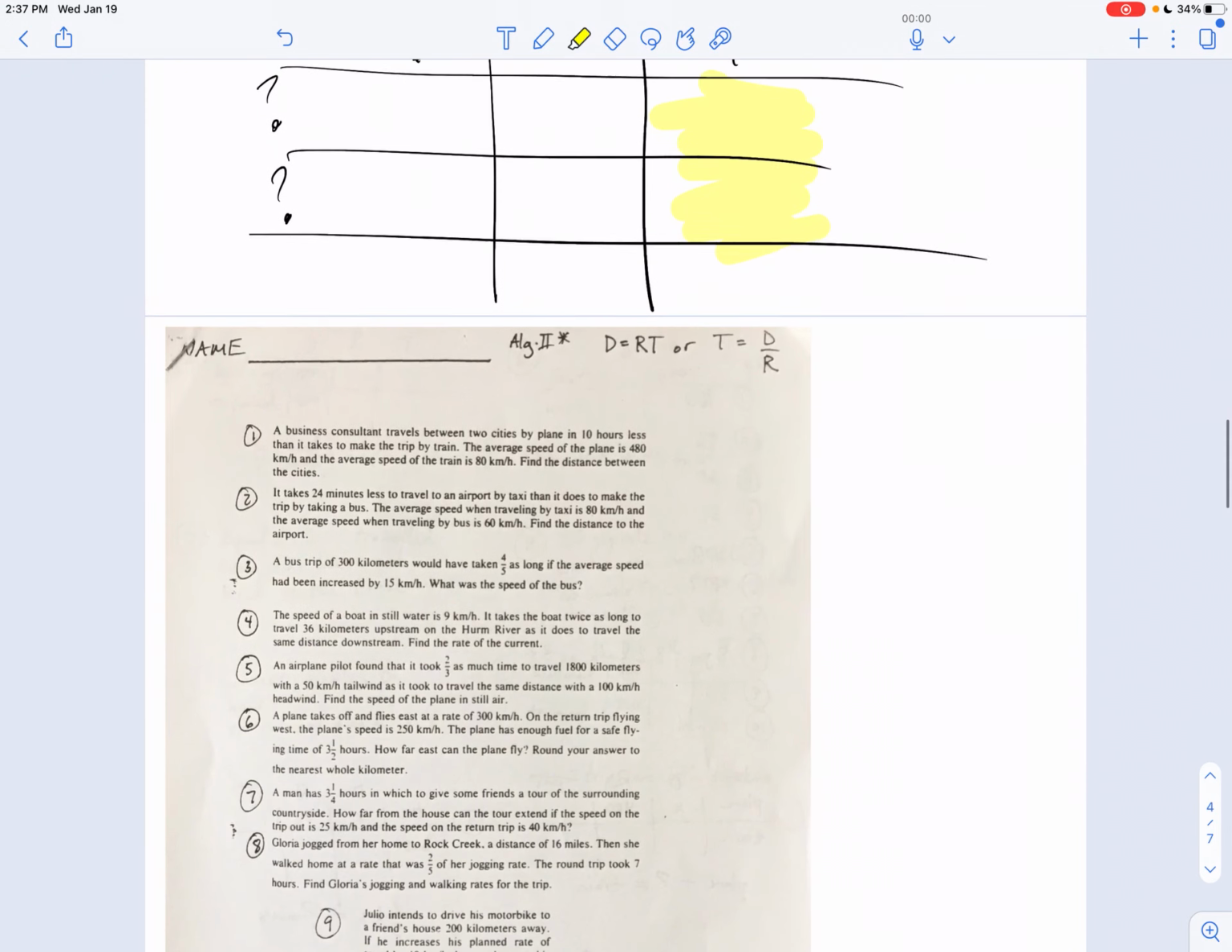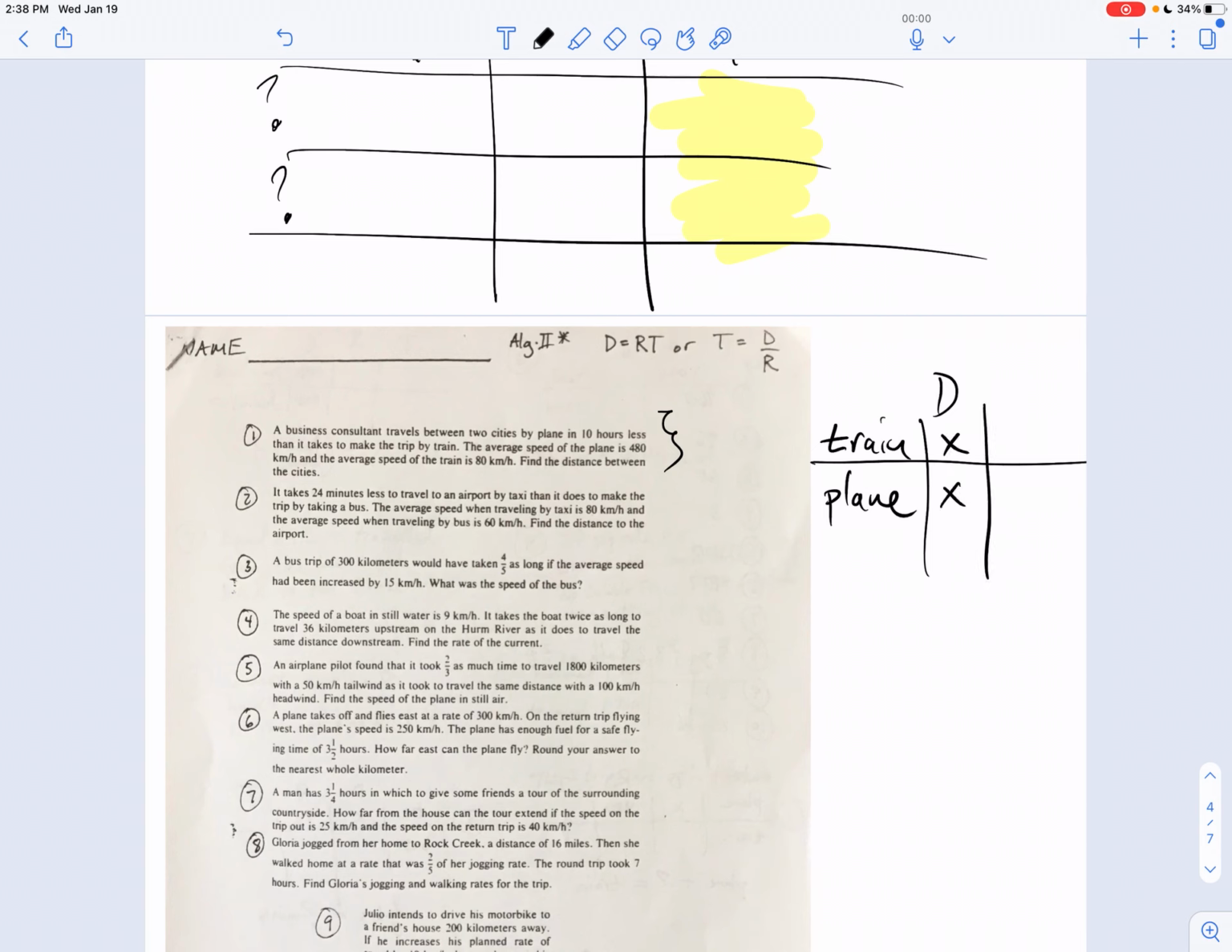So for example, I'm just going to show you number 1 real quick here. It says a business consultant travels between 2 cities by plane in 10 hours less than it takes to make the trip by train. So I already know I'm talking about a train and a plane. Those are my 2 things I'm comparing. Now the distance between the two cities is the same. I don't know how far it is, but just because I'm on a train doesn't mean it's going to be a different distance than if I took a plane. What's going to be different is how fast a train goes compared to how fast a plane goes. So my rate's going to change.